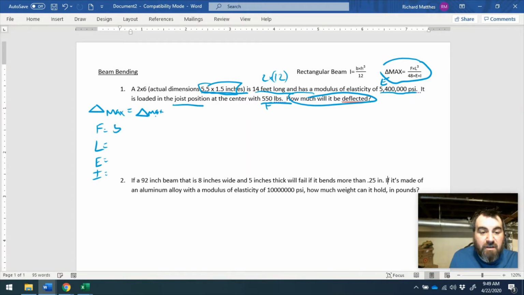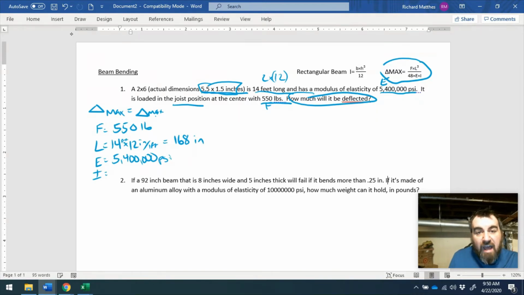F is 550 pounds. Okay, length, well, it's 14 feet times 12, because there are 12 inches for every 1 foot, right? So 14 feet, that's 144 plus 24 is 168. That'll be 168 inches. You can do the math if you want to, or you could trust me. And then we've got E, which is the modulus of elasticity. That's how much it's going to bend. That's 5,400,000 psi.